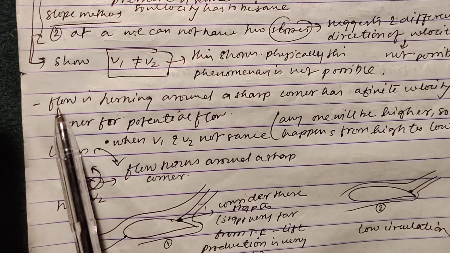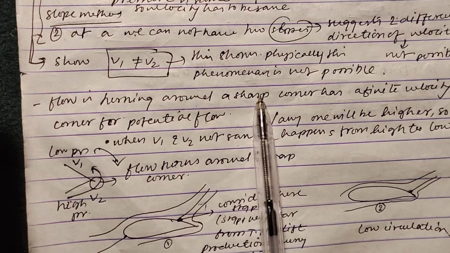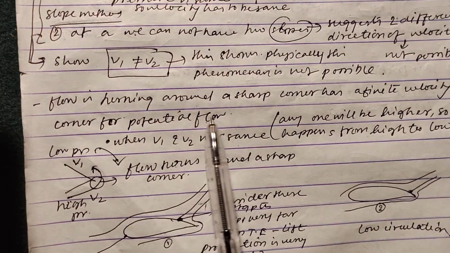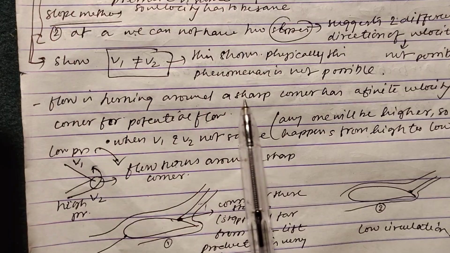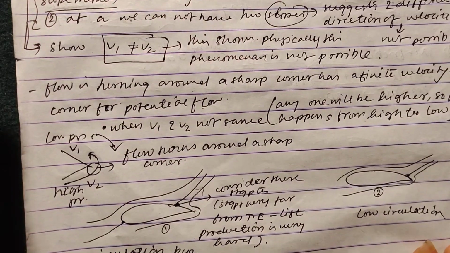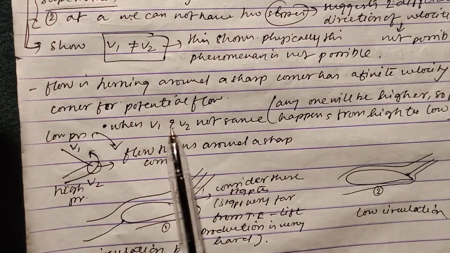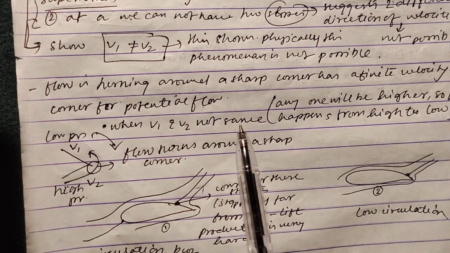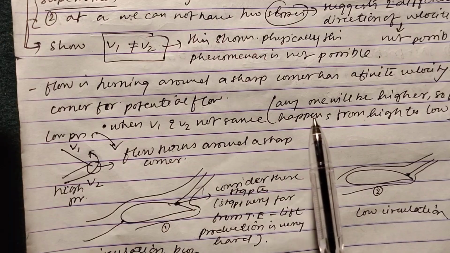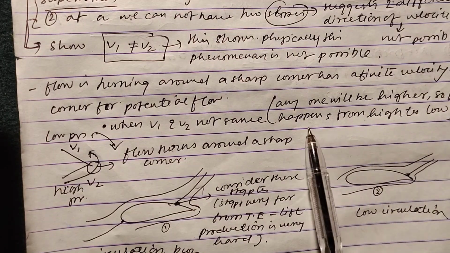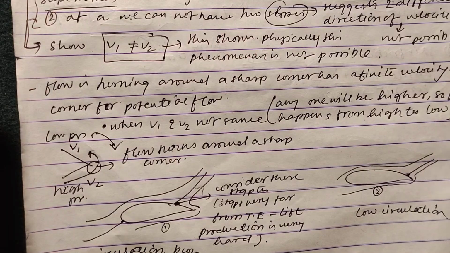One point to remember is flow is turning around a sharp corner. Flow has a finite velocity at a corner for potential flow. For a potential flow, if my flow is turning around a sharp corner, it will have a finite velocity. Let's understand, if my V1 and V2 are not the same, then what is happening? If V1 and V2 are not the same, then one will be high, one will be low. And according to that, the flow will happen from high potential to low potential.